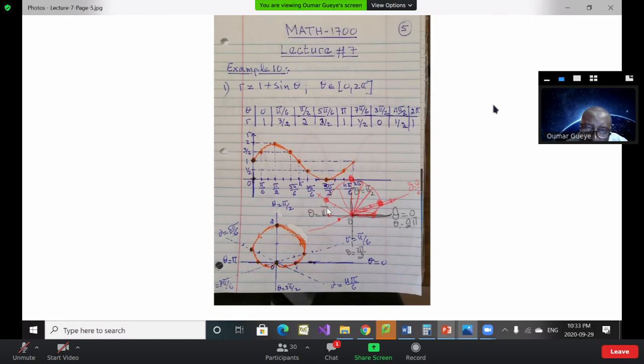And you will get exactly, joining these 2 points up to here, 0. I didn't represent the last point here. If you do it, you will get this one. And if you look at the curve, it looks like a heart. That's why we call it a cardioid.